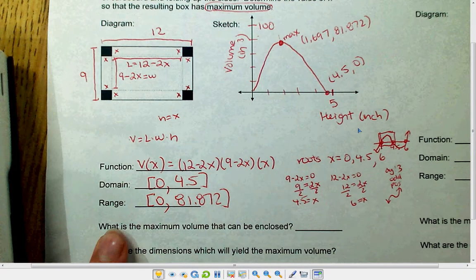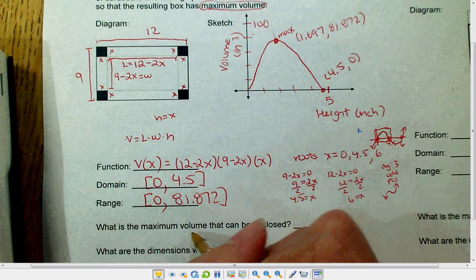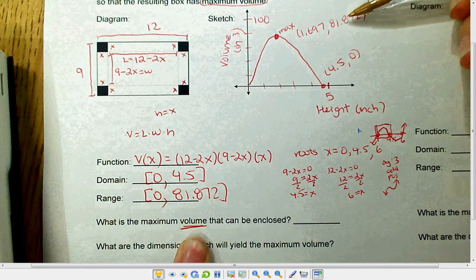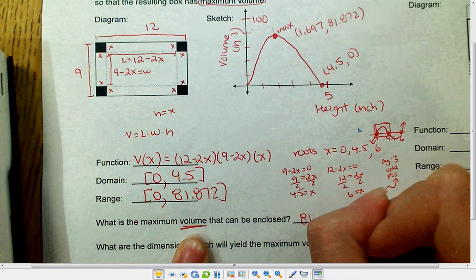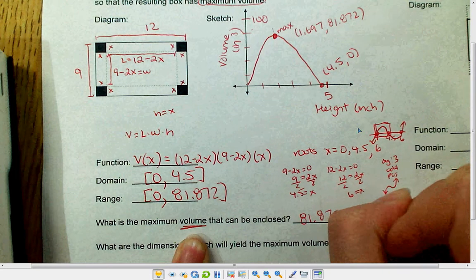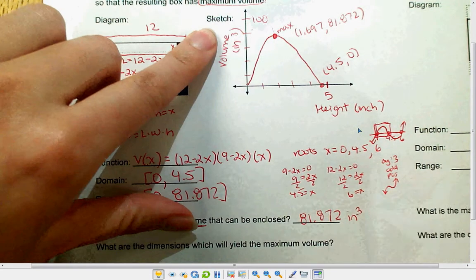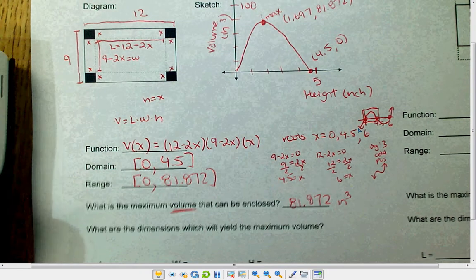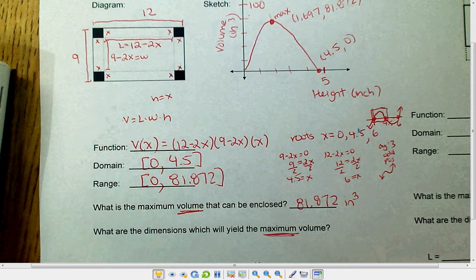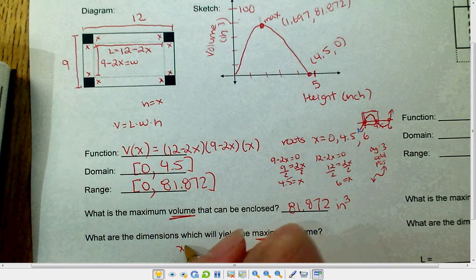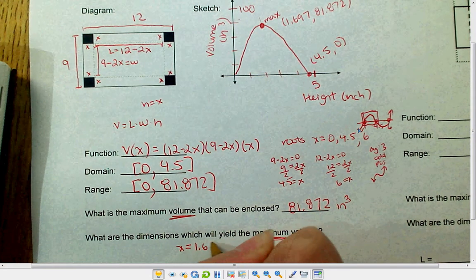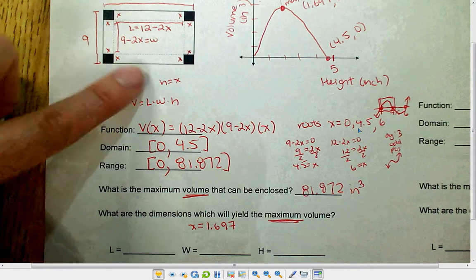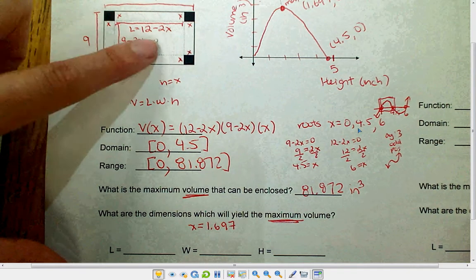And let's answer some questions. What is the maximum volume that can be enclosed? Your volume is your y value, so we're looking for our y value of our max, which is 81.872, and this is in inches cubed. Don't forget units. And now what are the dimensions that will yield the maximum volume? So we're still looking at the max, but this time we're looking at our x value. So our x value is 1.697. To find our length, width, and height, now we're just using our equations for length, width, and height.